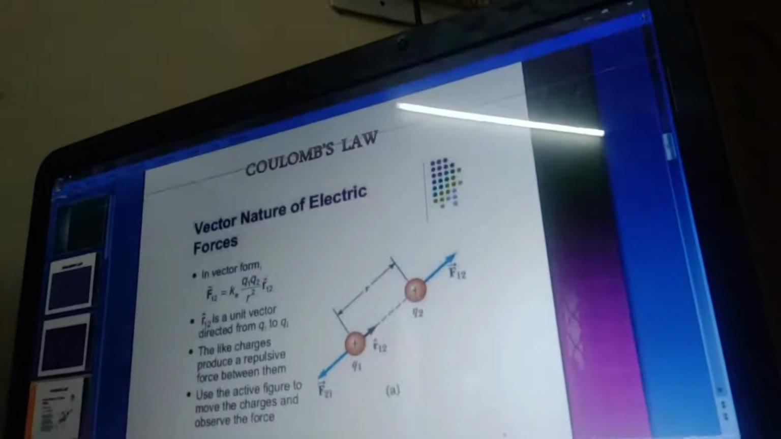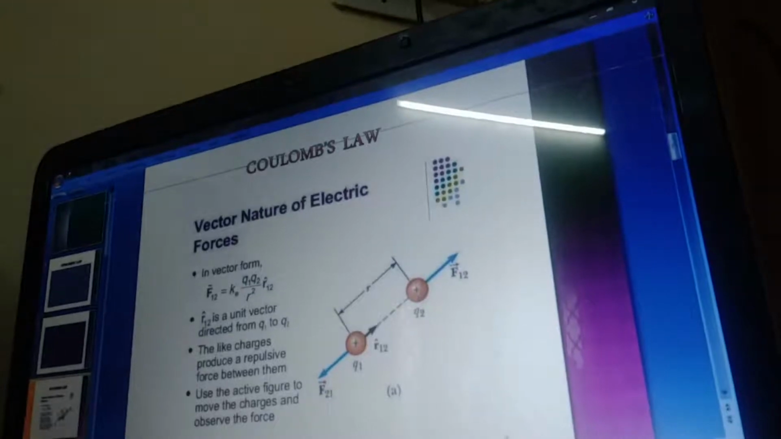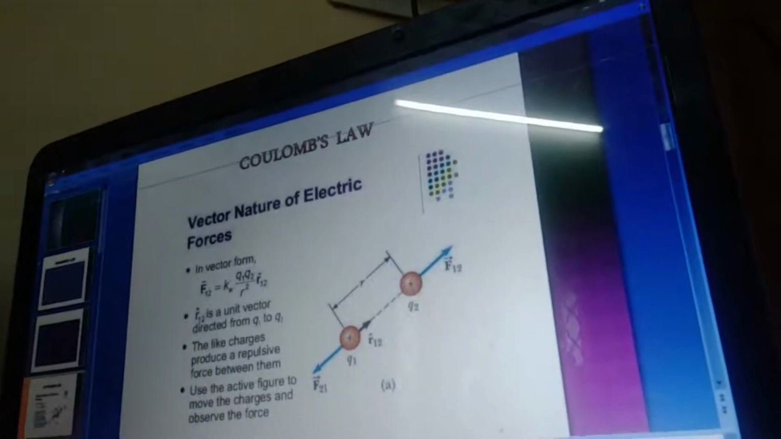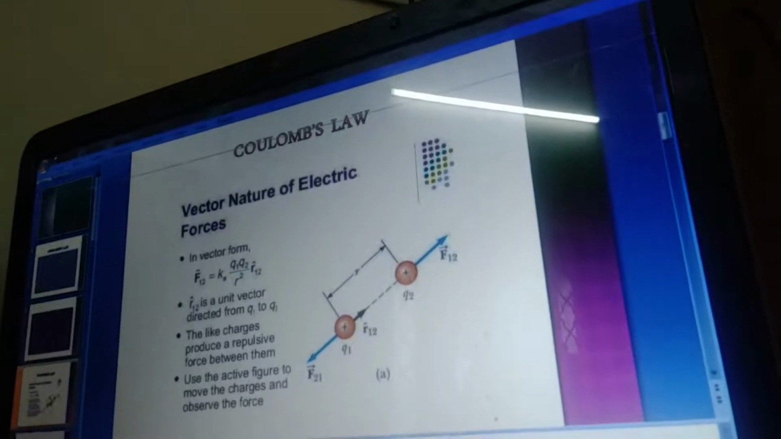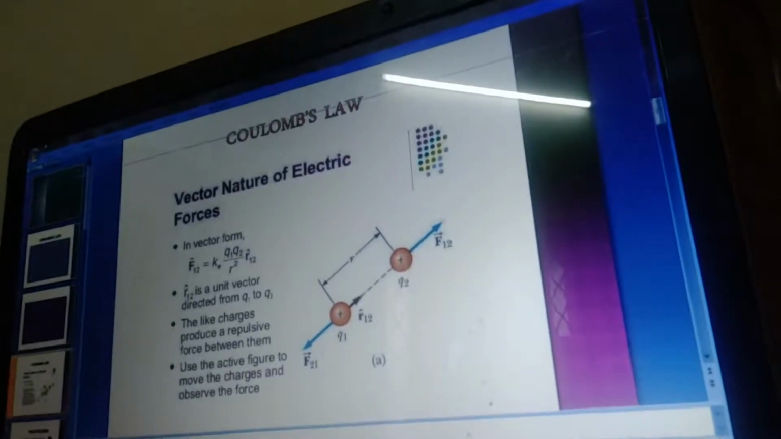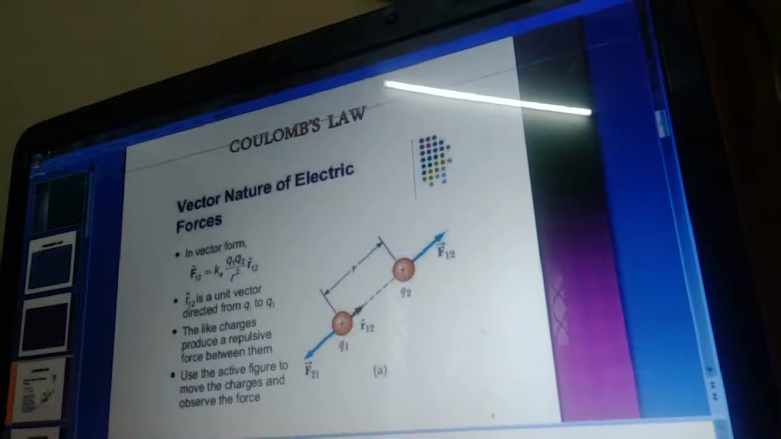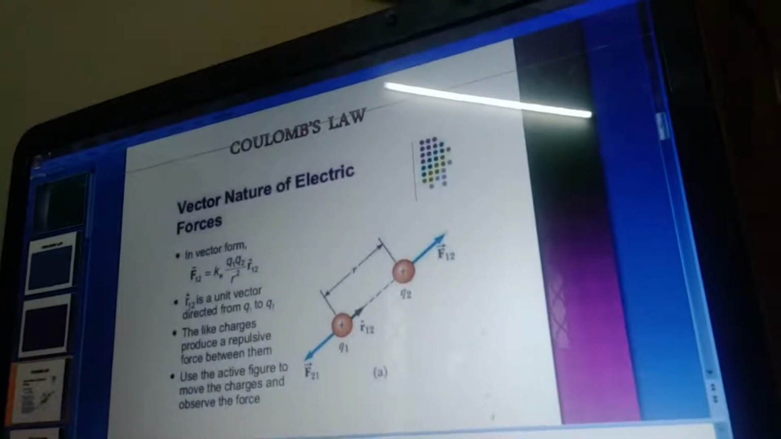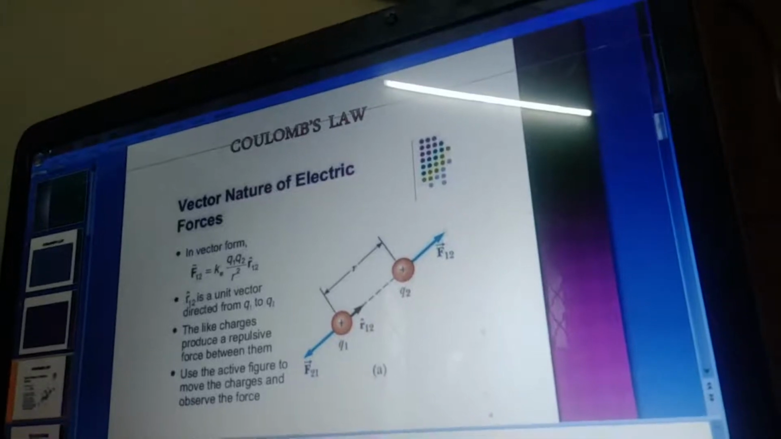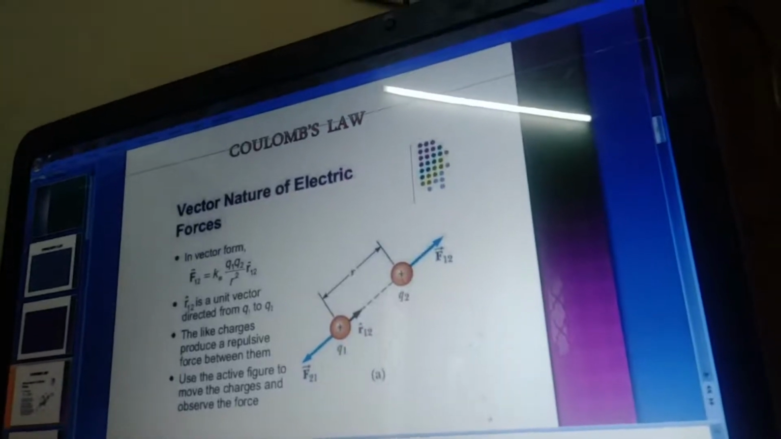So in full sense, with magnitude and direction, the force on q1 due to q2 can be expressed as F12 is equal to K into q1 q2 divided by r square multiplied by unit vector r12. Is it clear? I think it is clear.